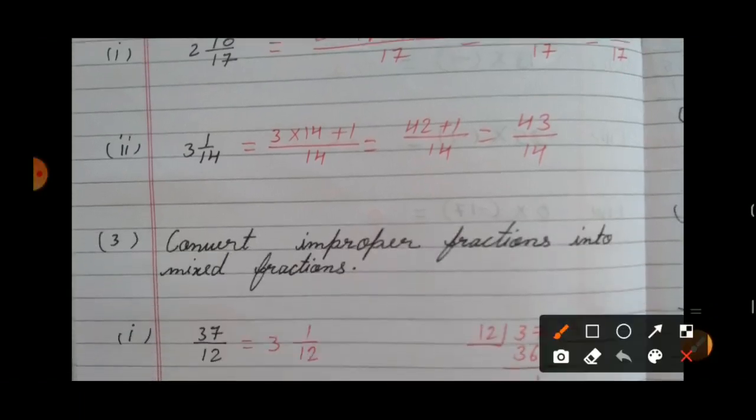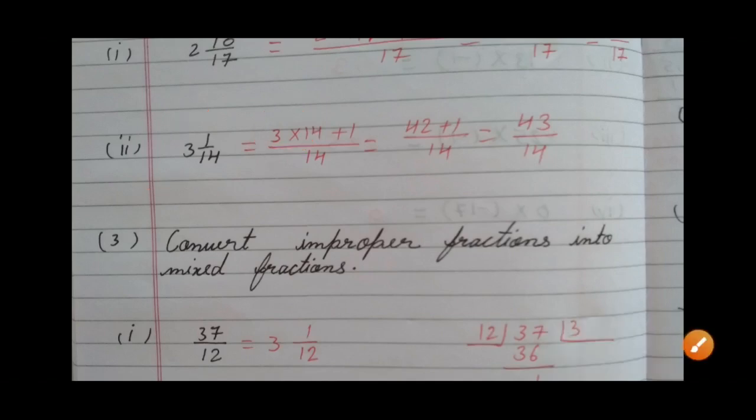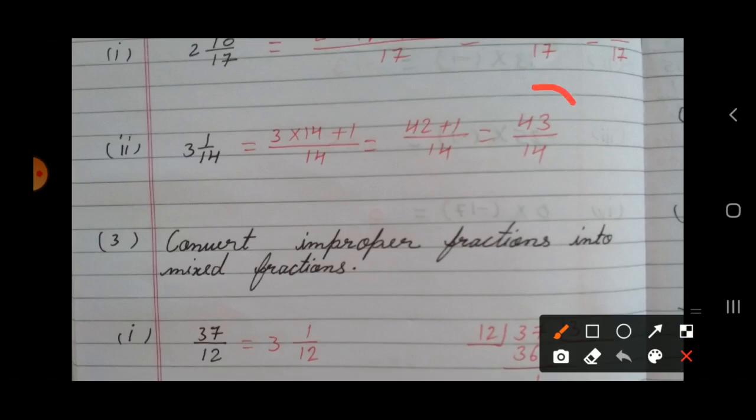Second, 3 whole 1 upon 14. 3 is integral part and with this 3 you will take denominator as multiplication, plus numerator, that is 1. 3 multiplied by 14 plus 1 upon 14. This is equal to 43 upon 14. Like this, third and fourth, try yourself.